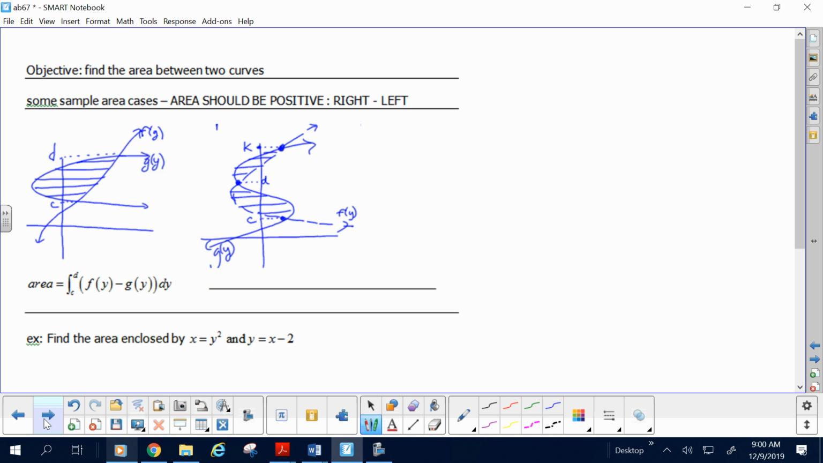Oops. Did I format this something? I meant to have, oh, no, this is right.